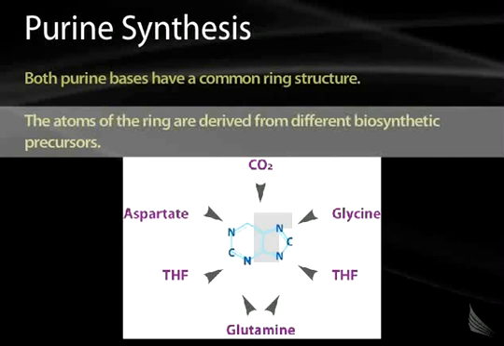For example, this carbon here comes from carbon dioxide. This nitrogen and these 2 carbons come from glycine. Here's a carbon that comes from tetrahydrofolate. Here's nitrogens from glutamine, another carbon from tetrahydrofolate, and a nitrogen from aspartate. So from a lot of different source material, these purine rings are synthesized.